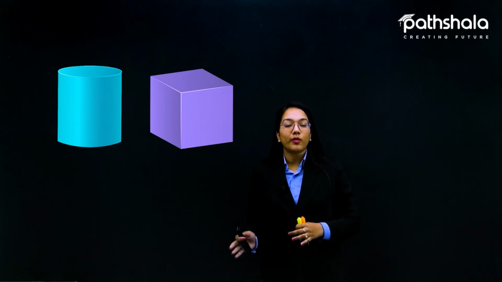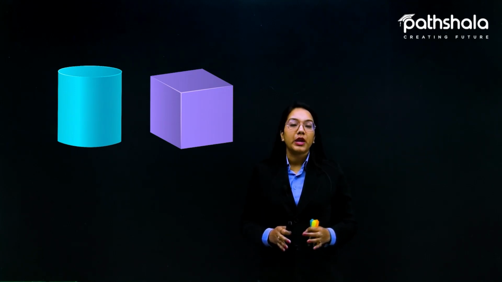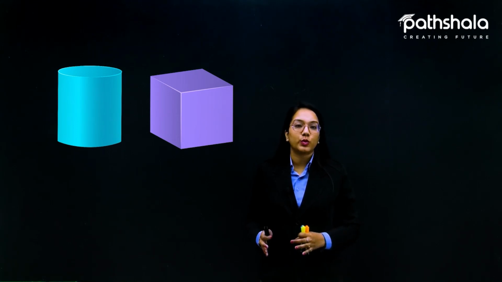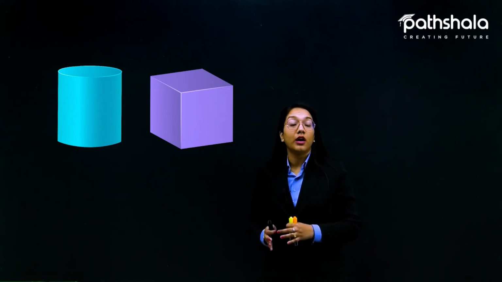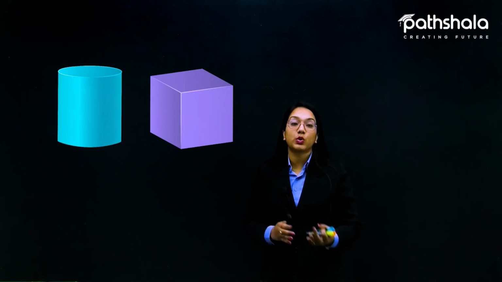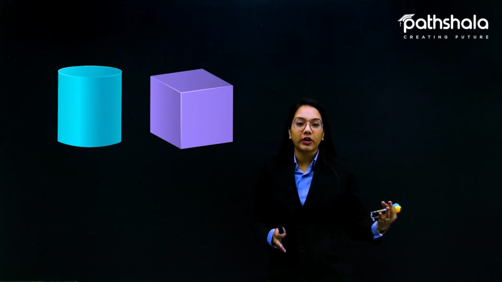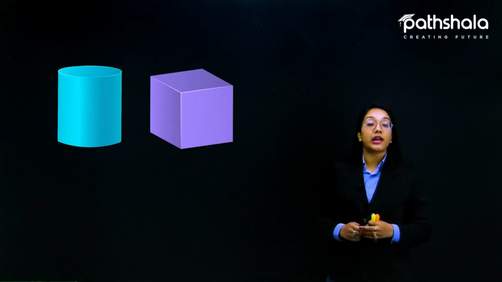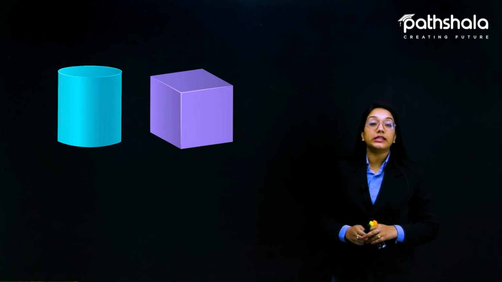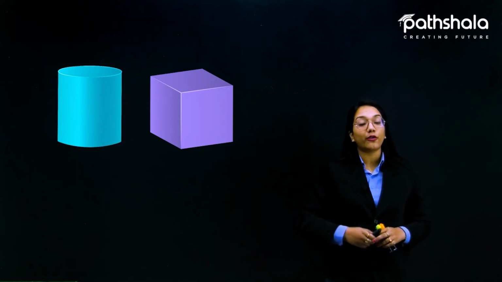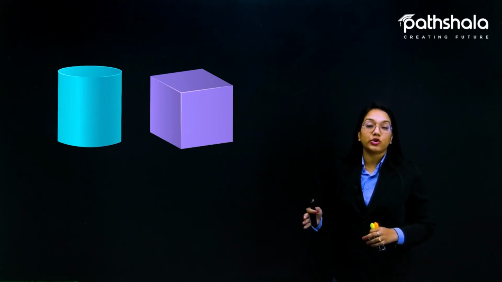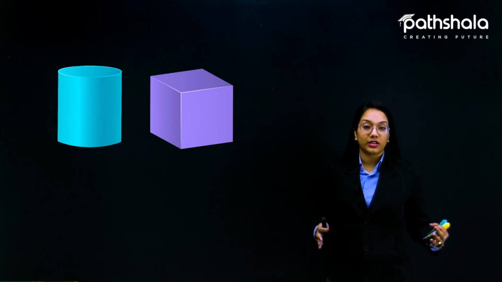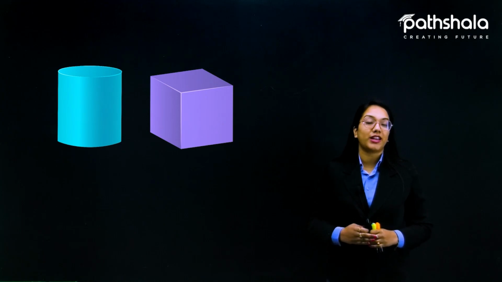We are already aware of the areas of plane figures, such as a rectangle or a square. Now we are moving on to solid shapes, where I am going to talk about the surface area and volume of solids such as a cylinder, a cuboid, a cube and many other such solids. So let's start with the very first concept.